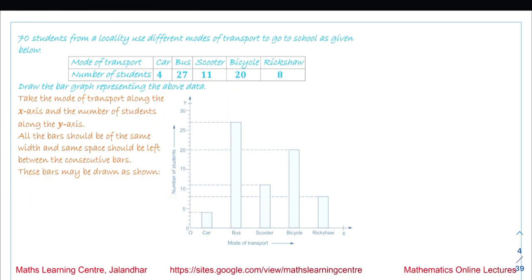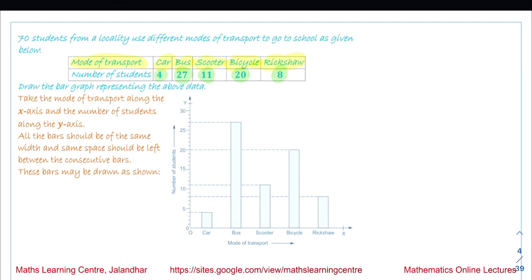Suppose 70 students from a locality use different modes of transport to go to school, and the data is given below. We are talking about the mode of transport: car, bus, scooter, bicycle and rickshaw. And the number of students: car is 4, bus 27, scooter 11, bicycle 20 and rickshaw 8. So we have to draw the bar graph.